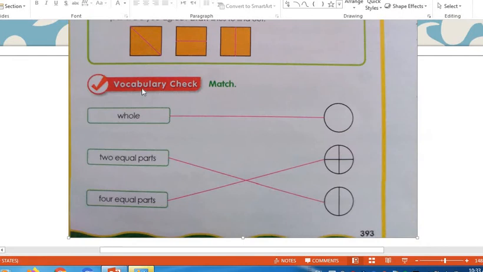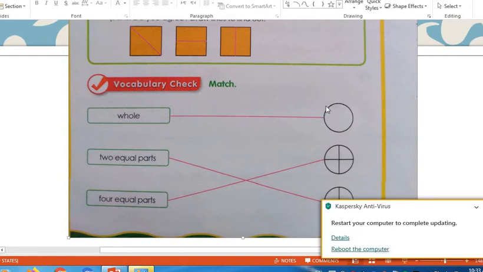You have here some vocabulary check. It's very important. In this lesson we have the whole. Whole means the whole what? The whole shape. Yeah, it's like 1. The whole here in math is called 1. It's like, for an example, 1 whole pizza.